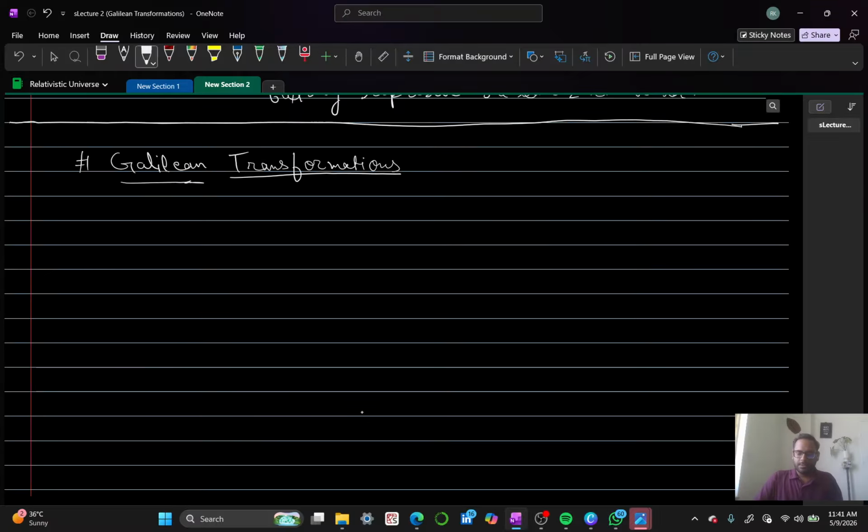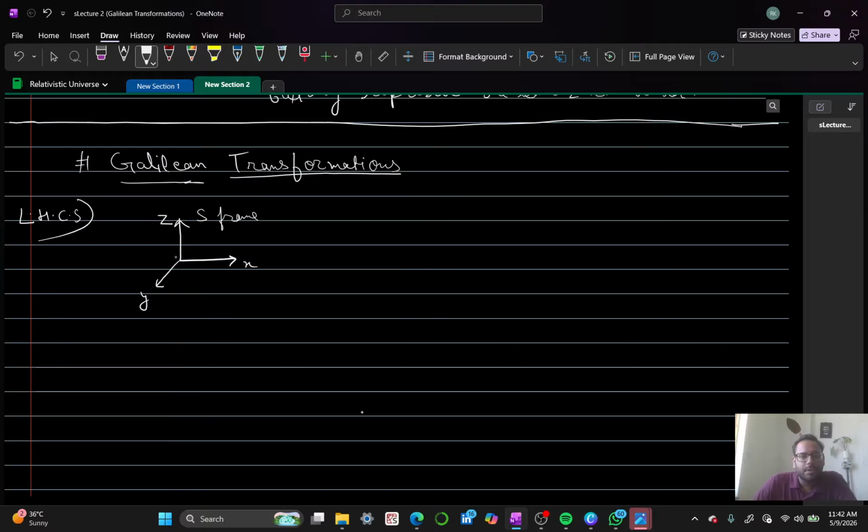Suppose I have two reference frames. This is my first reference frame, and I call it S frame. This is my x-axis, this is my z-axis, and this is my y-axis. I am again taking the left-handed coordinate system. I have told you in the previous class what the left-handed and right-handed coordinate systems are.